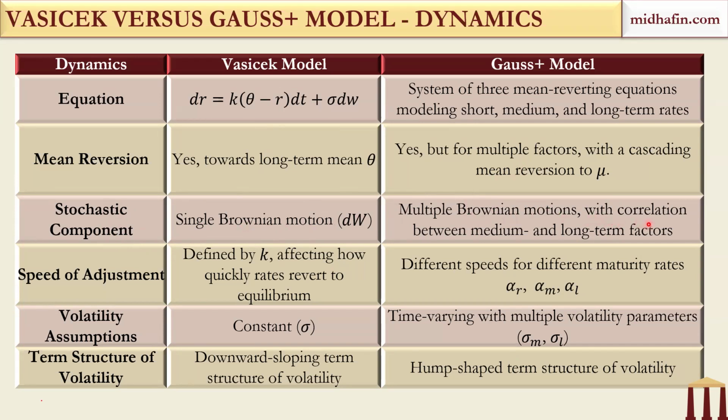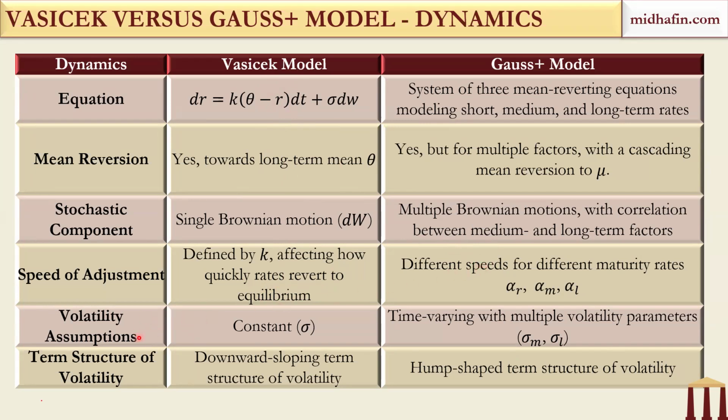Okay, and there is a separate term for correlation also between medium and long-term factors. Then for the speed of adjustment, you had K, which was affecting how quickly the rates were reverting to equilibrium in the Vasicek model. Whereas in the case of the Gauss plus model, we can have different speeds for different maturity rates. So you can say that for different maturity segments, you have different mean reversion speeds also.